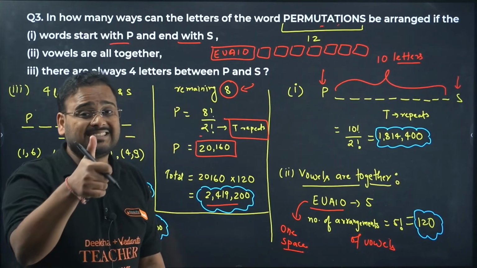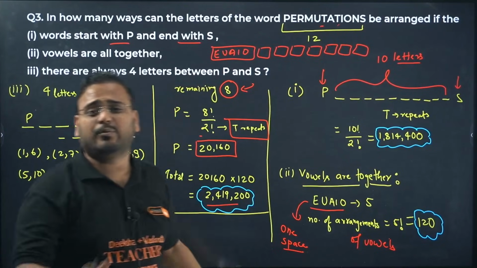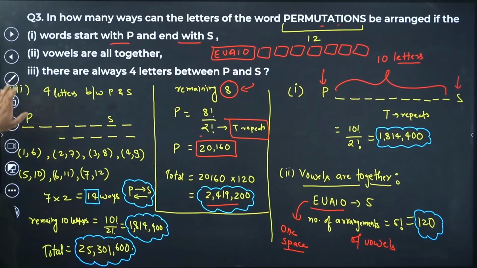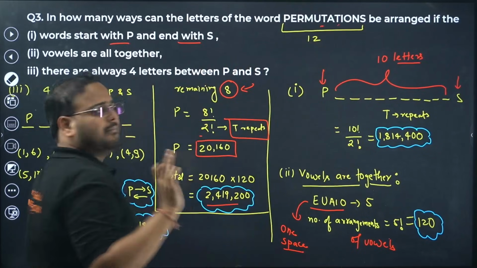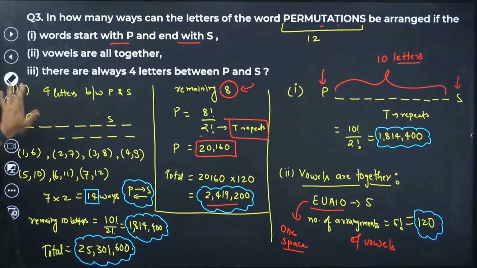So multiply them together, you get the answer as 2419200. Makes sense? Can I erase these boxes to not have too much information on the screen? Let me erase these boxes, okay? Makes sense now, I think. The second part is clear. Yes, sir. The second part is clear.